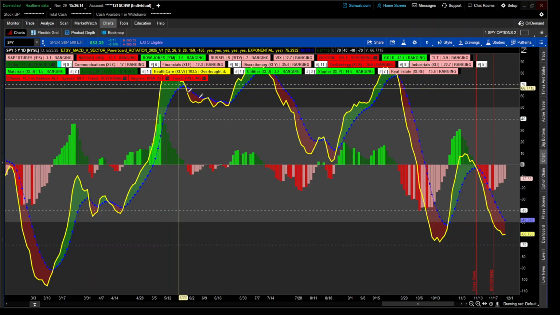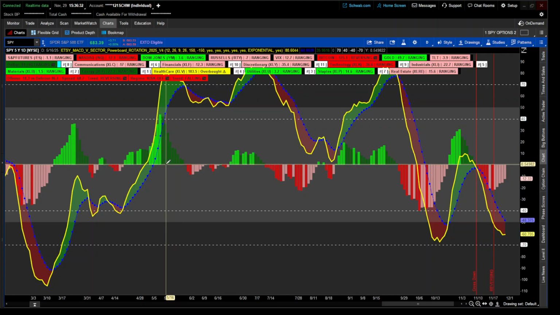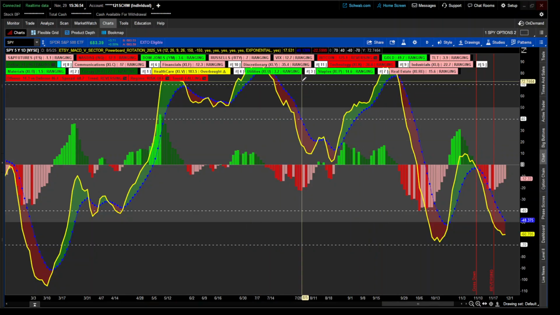This yellow line represents the difference between the MACD value of the offensive sectors minus the defensive. And this would be your signal line, just like the regular MACD, and then your histogram. Once again, this yellow line represents the difference between the value of the offensive sectors minus the defensive sectors. That's how I create this risk on, risk off MACD indicator here. Those are some of the features of the indicator.